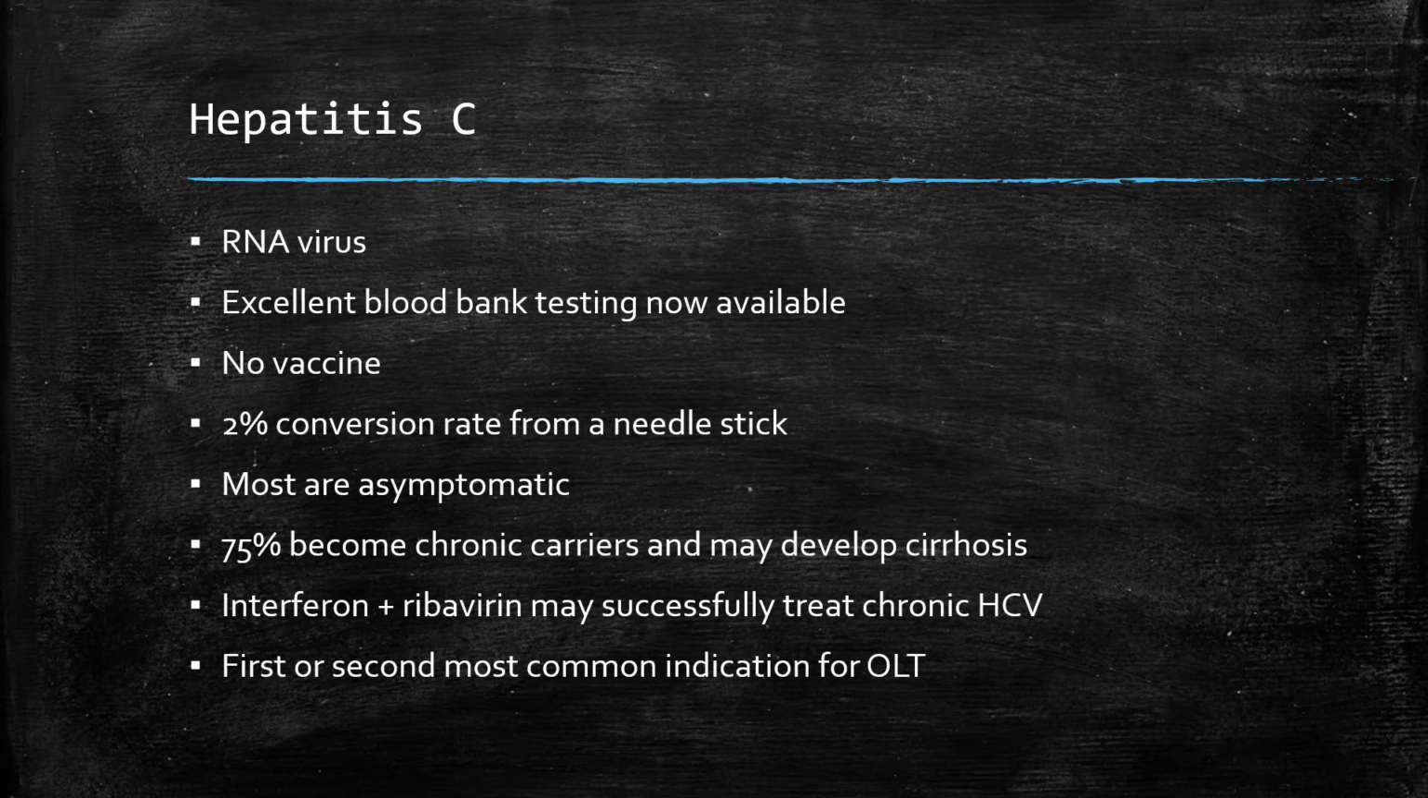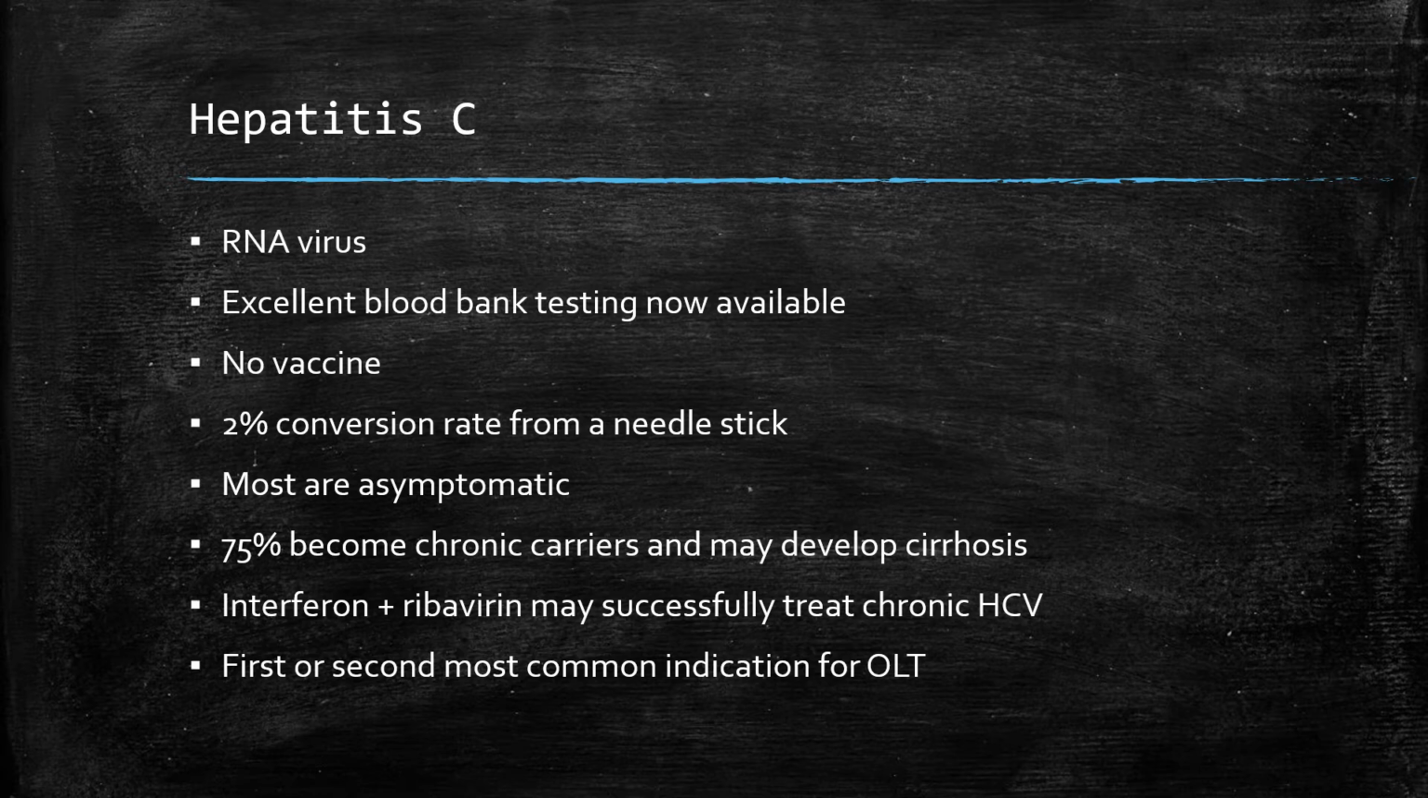Hepatitis C remains a very important clinical problem. Since there's excellent blood bank testing available, in-hospital transmission to patients is now exceedingly rare. But healthcare workers remain at significant risk because there is no vaccine. There's approximately a 2% conversion rate from a needle stick, and most people who convert remain asymptomatic. In other words, they never get overt signs of hepatitis. But the majority of these people become chronic carriers, and they may go on to develop cirrhosis.